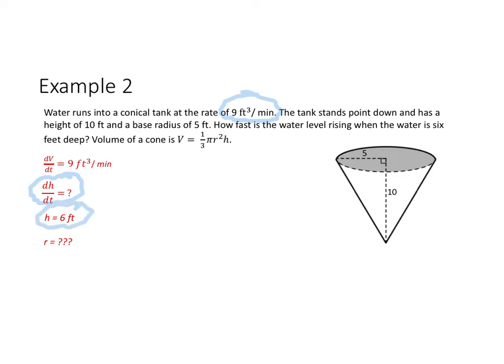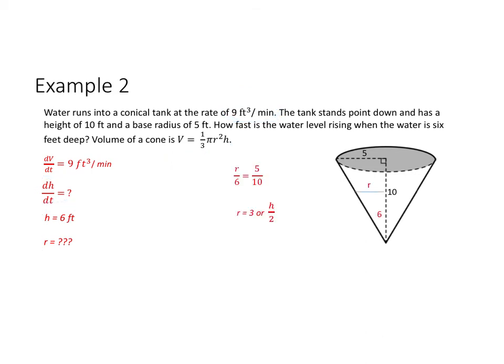Well, here's our equation. And notice our variables. We've got V, we know what dV/dt is. We've got h, we know what h is, and we're looking for dh/dt. But we've got r. So how can we proceed? Because they didn't tell us anything about r. Well, if we go back to our picture here, notice the original tank had a radius of 5 and a height of 10. Now, they wanted to know how fast the water level is rising when the water is 6 feet deep. So when it's 6, well, we don't know what r is, or do we?